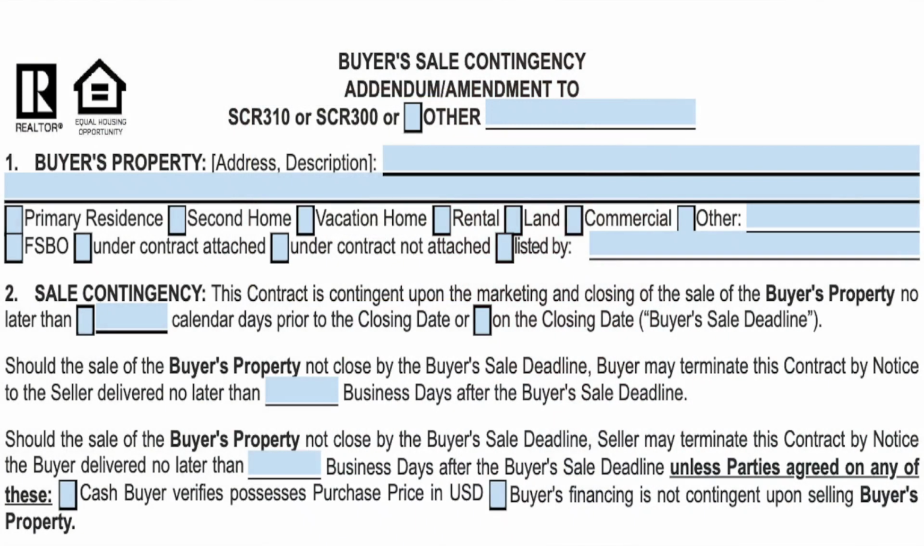Again, we're on South Carolina Form 504. And that is entitled the Buyer's Sale Contingency Addendum, Amendment to South Carolina Form 310 or 300, or it says Other on the top. So the very first box is number 1, buyer's property, where you put their current property address that they are either going to sell or currently have listed for sale. You put that information in the description in there.